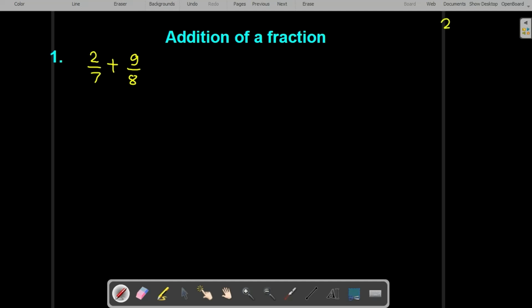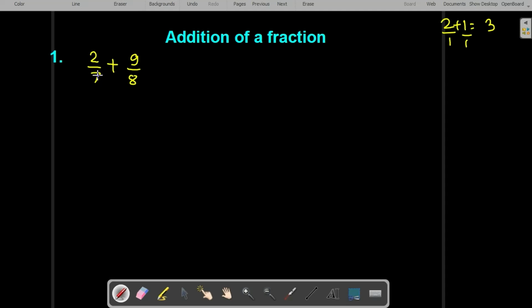Whenever we do a simple addition, 2 plus 1 is equal to how much? 3. How do we add directly? Because in the denominator there is 1. That's why we can directly add it. But in this case, the denominator is different. So first of all, we have to make the denominator the same.